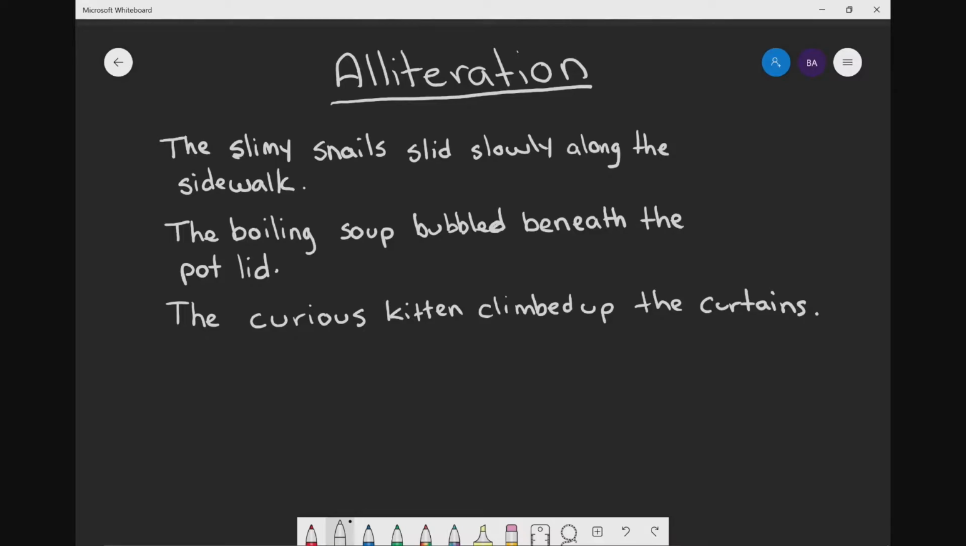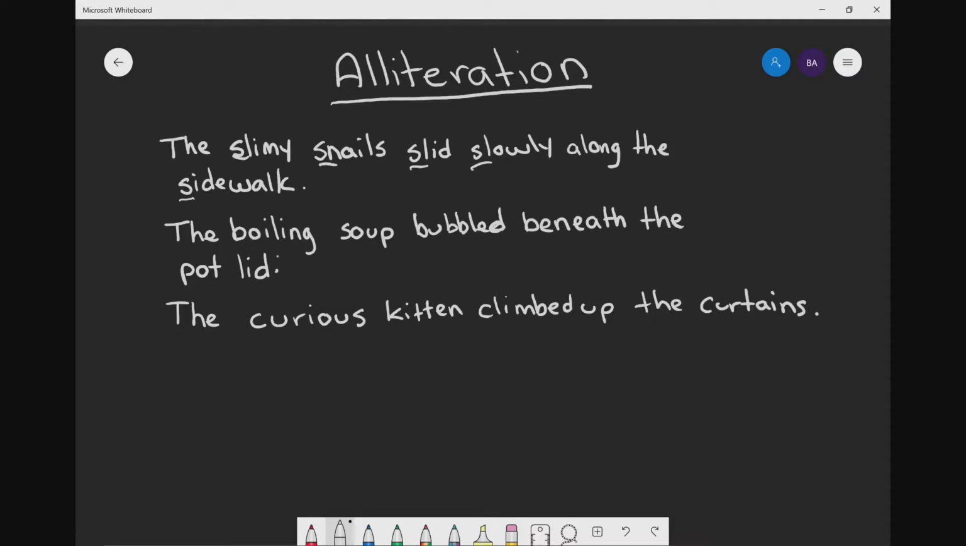The slimy snails slid slowly along the sidewalk. So in this case, we've got four words that start with S that are right beside each other. And as we're going to discuss in a minute, we could probably even include sidewalk in our alliteration. So like I said, the words can be next to each other, but they can also just be near each other in the sentence. If they're separated by one or two words, it can still be considered alliteration.